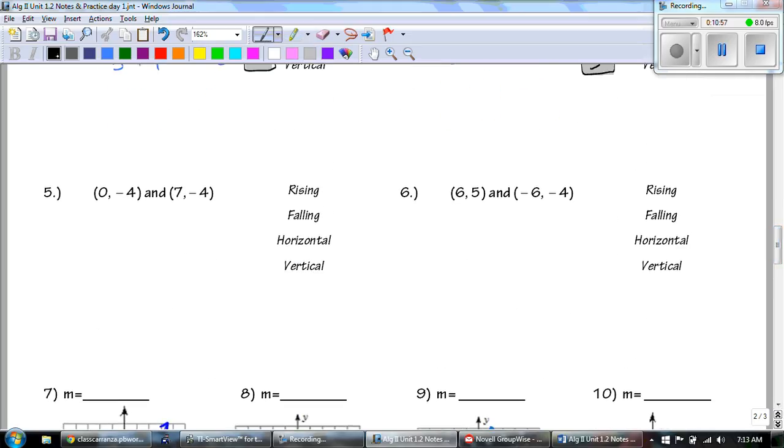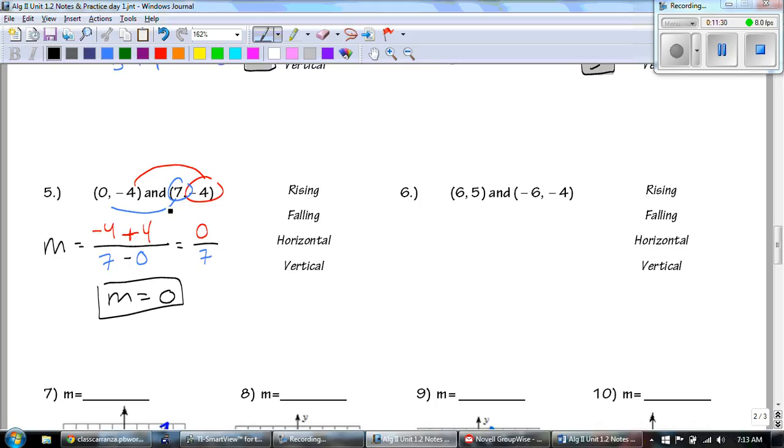All right, number 5. We'll do number 5 together, and 6, you're all on your own. Okay, so on the top, we have negative 4 minus 4, so that's going to change to a plus. And on the bottom, we have 7 minus 0. On the top, negative 4 plus 4 is 0. 7 minus 0 is 7. Okay, now my slope is not 0 over 7. My slope is 0. Okay, because 0 divided by 7 is 0. And if our slope is 0, that means we have a horizontal line.